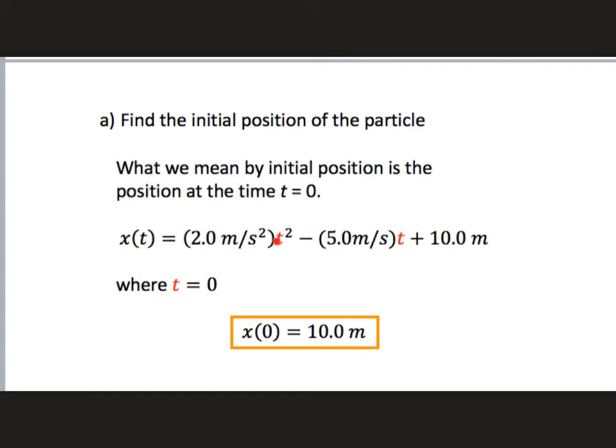And so if I plug in t equal to 0 there, I'm going to have 0 squared, which is 0. That's going to make this whole term 0, because anything multiplied by 0 is 0. Same thing here, I've got minus 5 times 0, and I plug t equal to 0 there. And so I'm left with just 10 meters. And so the position x of t equal to 0 is going to be 0 minus 0 plus 10 meters. And that gives me my answer. That is the initial position.